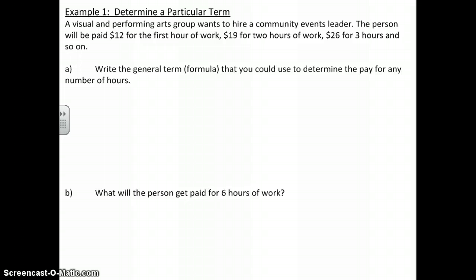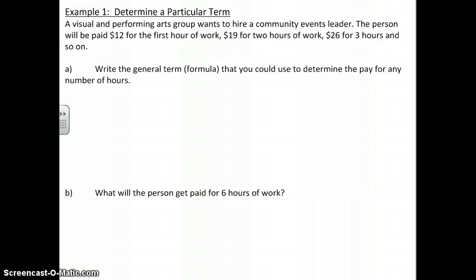So we've got a visual and performing arts group, and they want to hire a community events leader. The person will be paid $12 for the first hour of work, $19 for 2 hours of work, $26 for 3 hours of work, and so on. So you can probably see a pattern forming there.